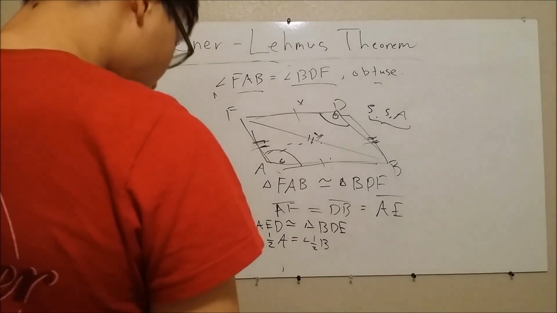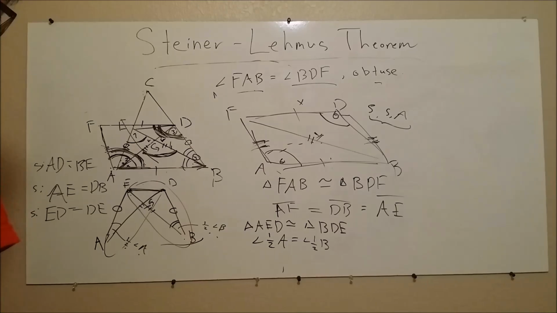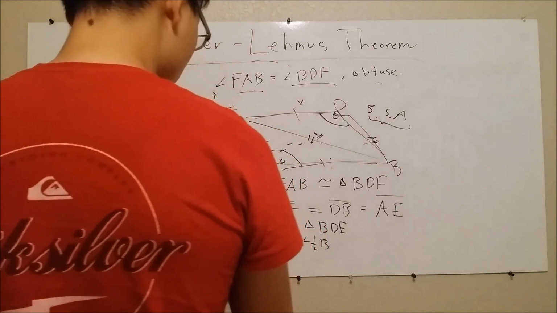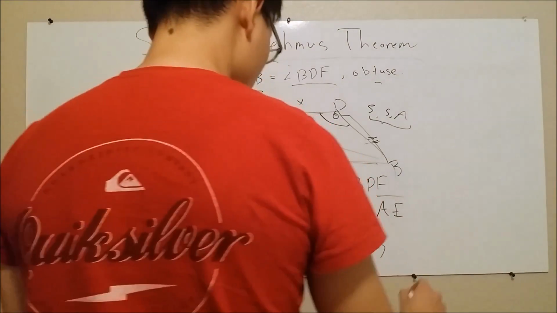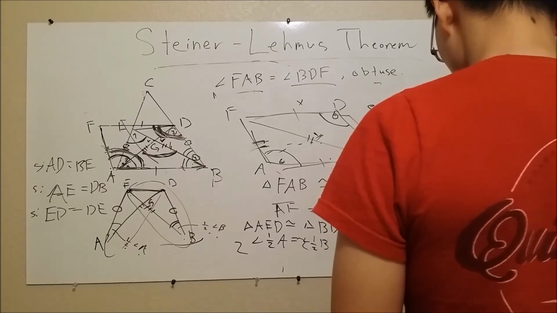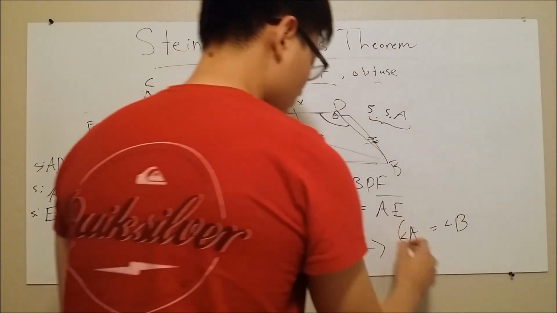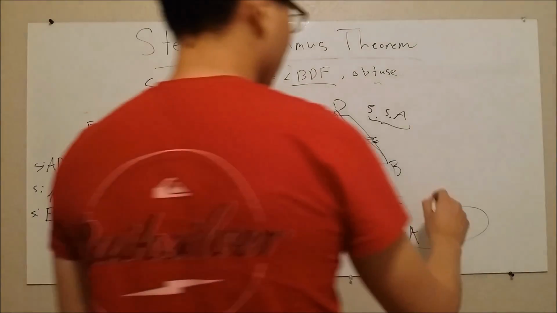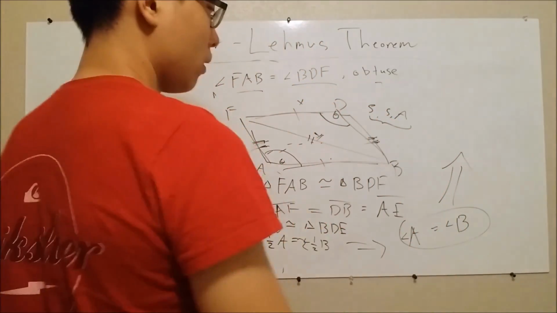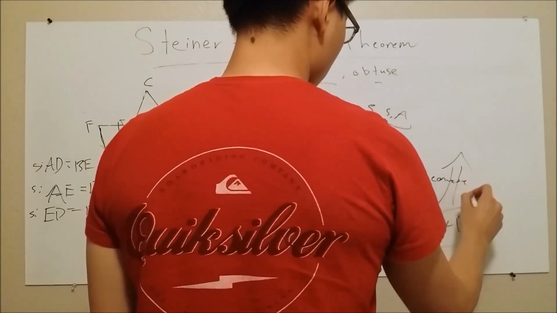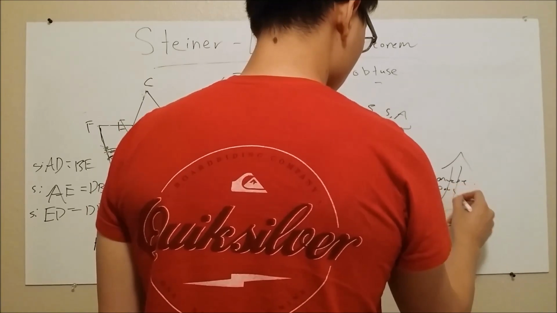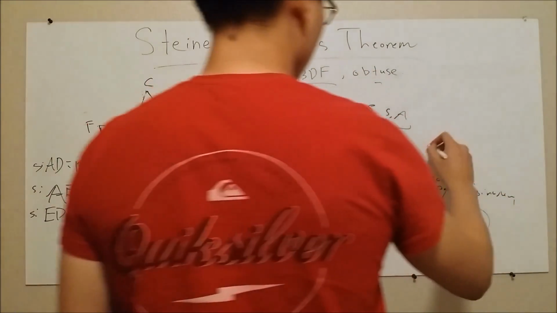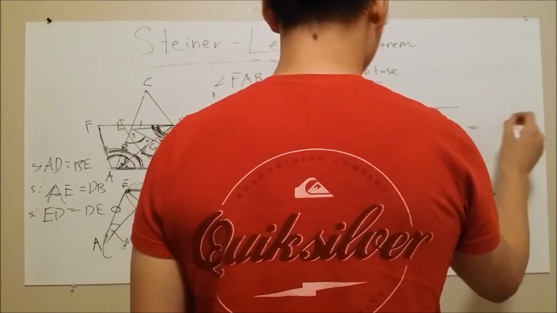Okay. Alright, well, there it is. What we do here, we simply multiply both sides by 2. We get angle A is equal to angle B. And it's simple from here. We have, by the converse of the pons asinorum, that AC is equal to BC.